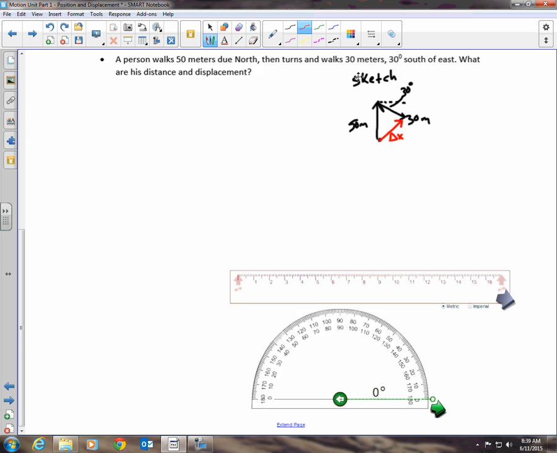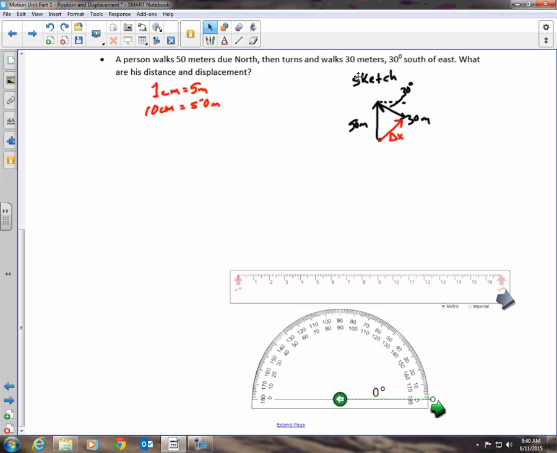The problem is, it's a lot harder to find that now because we don't have a right triangle, so we can't use the Pythagorean theorem. We could use the law of cosines, but we're going to find another way to do it. We're going to do it by doing a scale model. And in order to do a scale model, we have to figure out what our scale is going to be. Because if I try to make 50 meters due north, even if I do 1 centimeter to a meter, 50 centimeters is going to be way off the page. So I think a good scale might be that we'll say 1 centimeter is 5 meters, and 10 centimeters equals 50 meters.